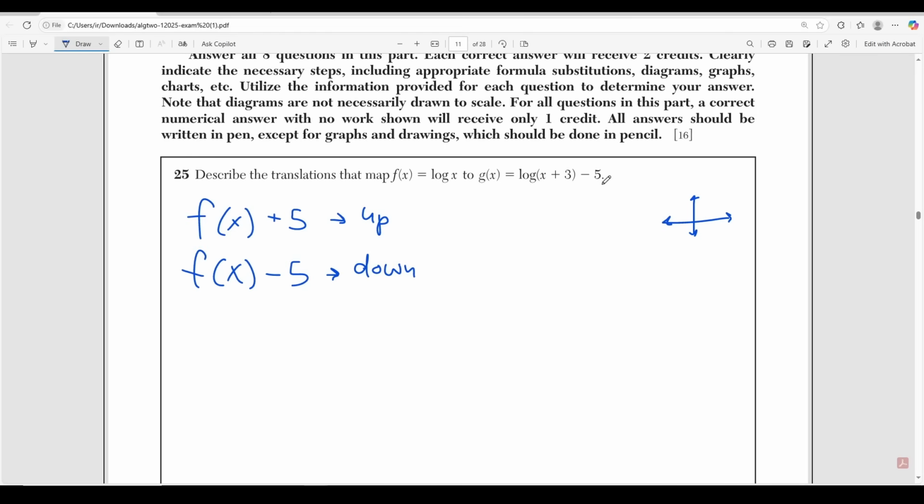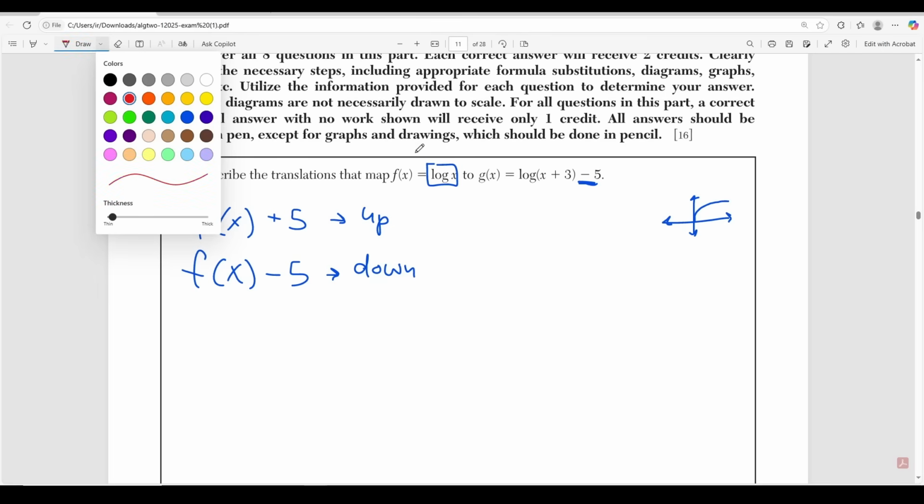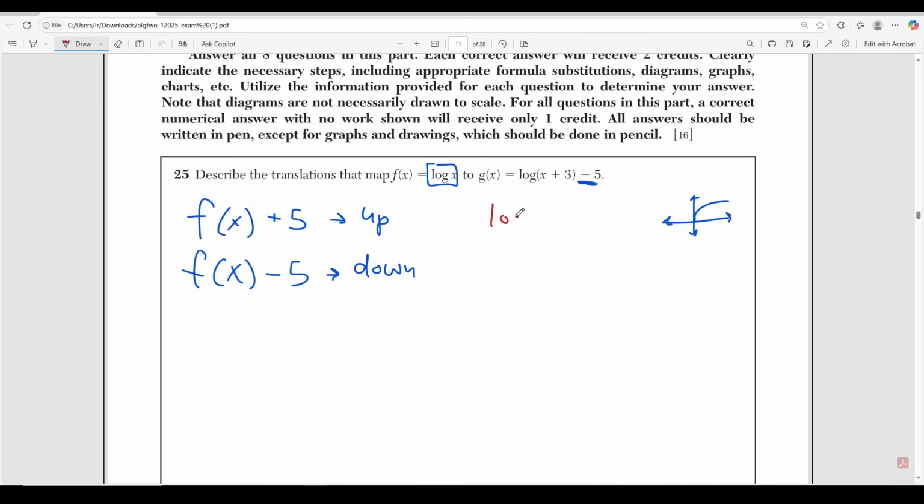So for example here, we see how we have minus 5 attached to f of x, right? We originally had the log of x, which looks something like this, but now we subtracted 5 from it, right? We didn't subtract 5 from x, right? We didn't do the log of x minus 5, right? That would be something different.